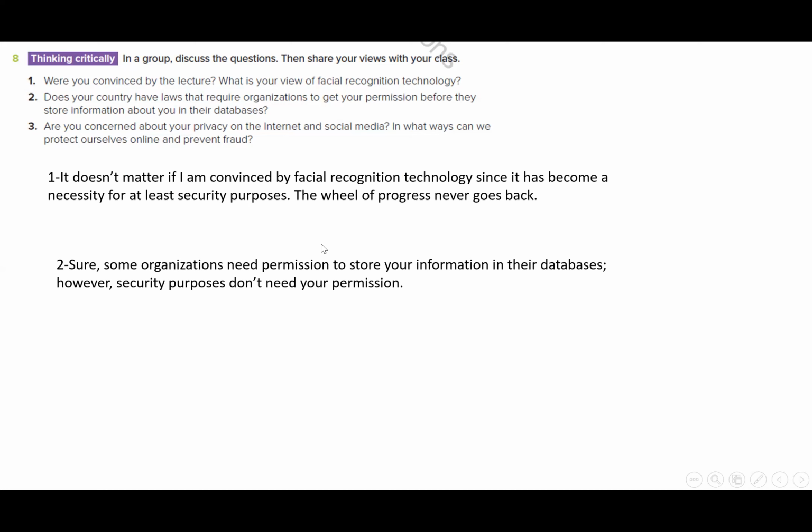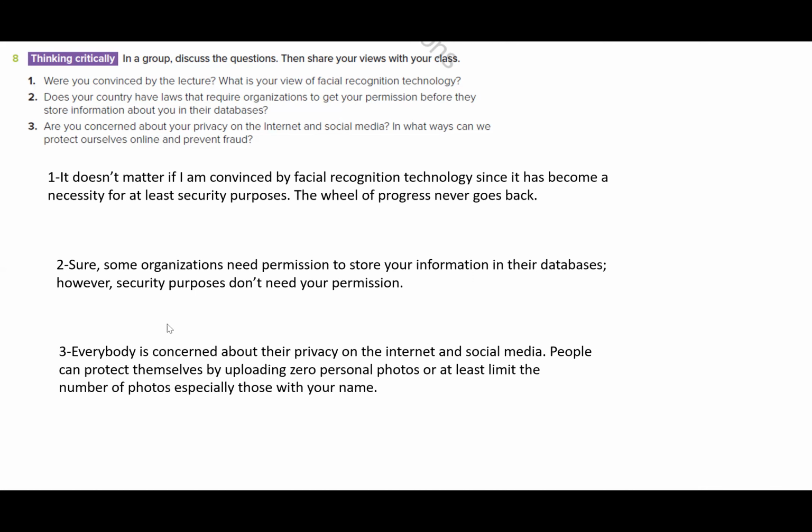Number two, sure, some organizations need permission to store your information in their databases. However, security purposes don't need your permission. Question number three, everybody is concerned about their privacy.